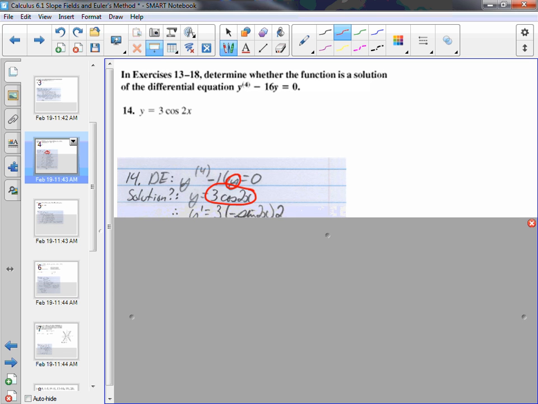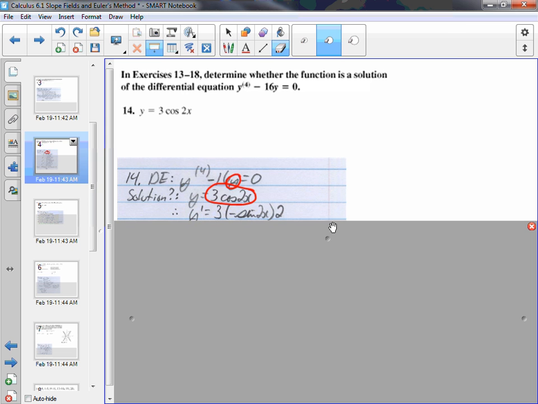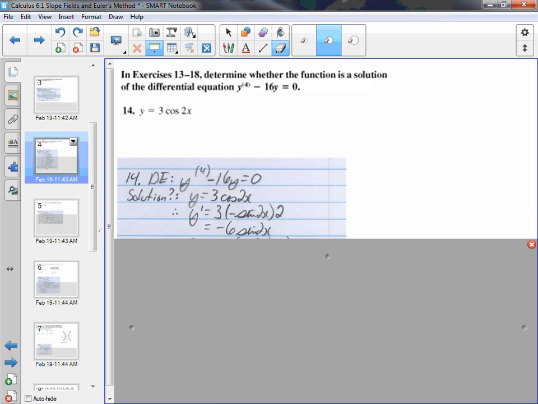Constant multiple rule. It'll be 3 times whatever the derivative of the cosine of 2x is. And the derivative of the cosine of u is negative sine of u times the derivative of u. So it'll be negative sine of 2x times the derivative of 2x. Then when we put all that together, that's a negative 6 sine of 2x, isn't it? Now take the derivative of that to get y double prime.